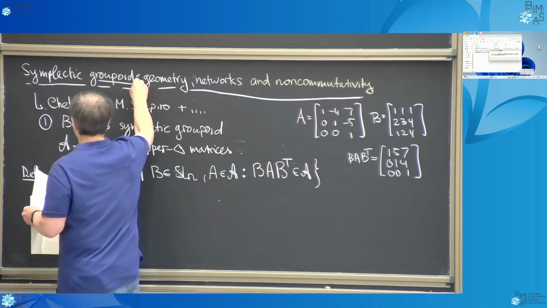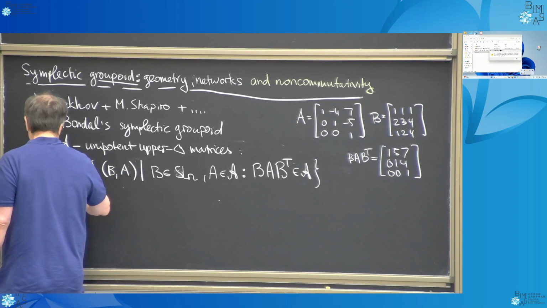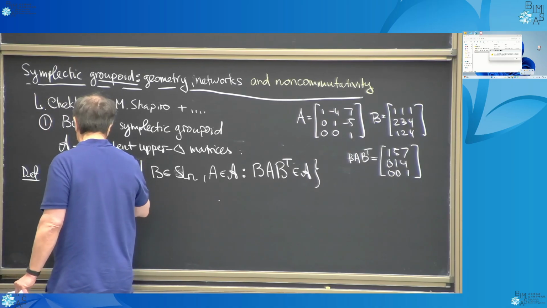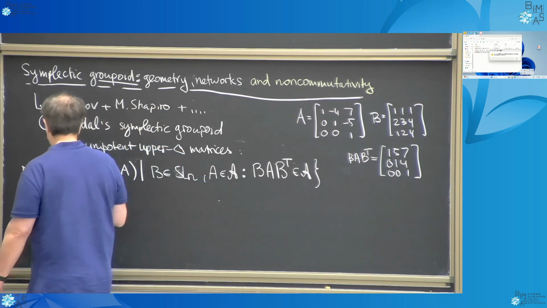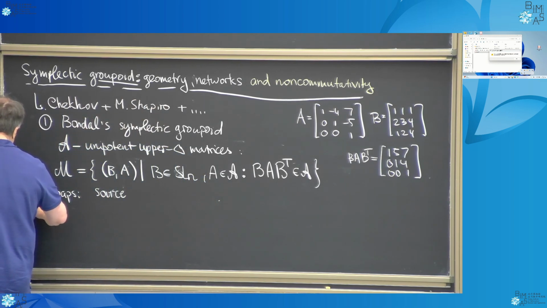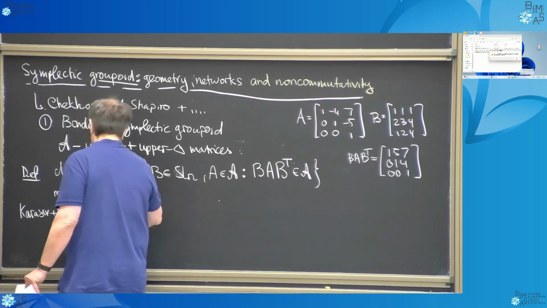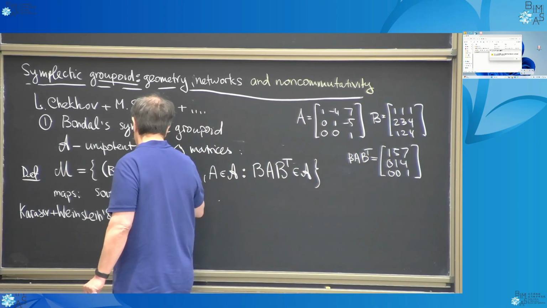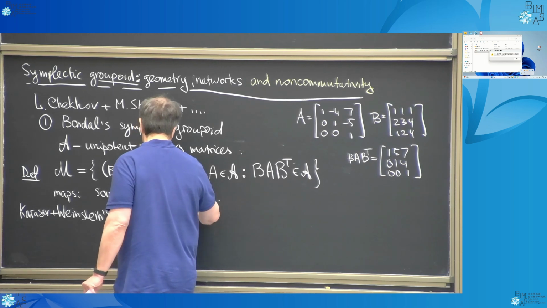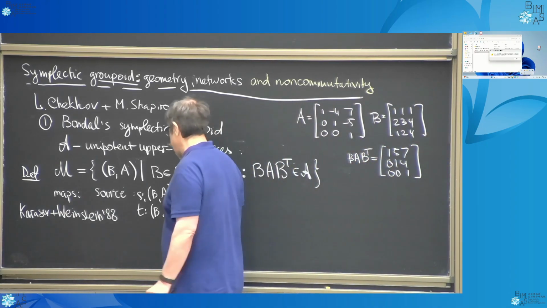Why is it a groupoid? Groupoid means, of course, that we have a structure, and the structure consists of several maps. This comes from the general theory of symplectic groupoids. This construction is due to Bondal, but the general theory was developed by Karasev and Weinstein around 87, 88, 89. So we have a source map from this compatible pair into A. We have a target map into the resulting transformation.